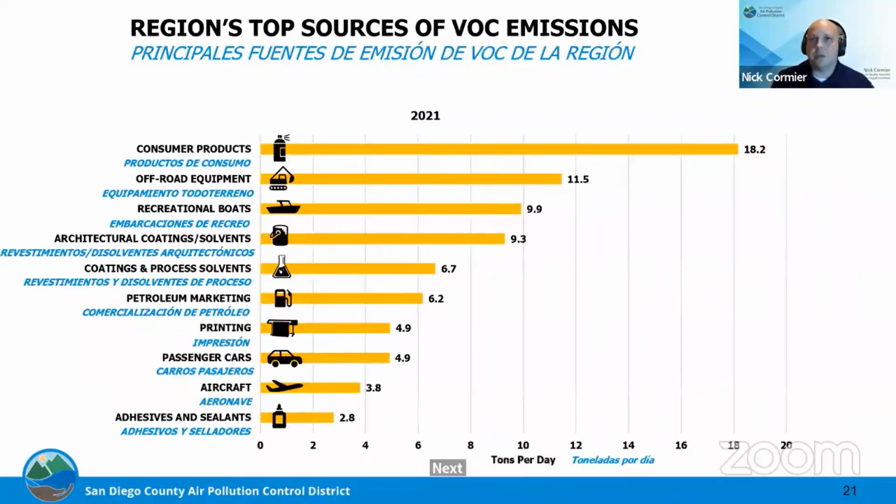Mobile sources are also some of the largest emitters of VOC, including off-road equipment, boats, passenger cars, and aircraft. However, the largest region-wide source of VOC is consumer products, such as personal care products and household cleaners, which are also regulated by CARB. Other categories the district can and does regulate through adopted local rules. These categories include architectural coatings, such as paints and stains, miscellaneous coatings, petroleum and gas fueling activities, printing, and adhesives. Next slide, please.